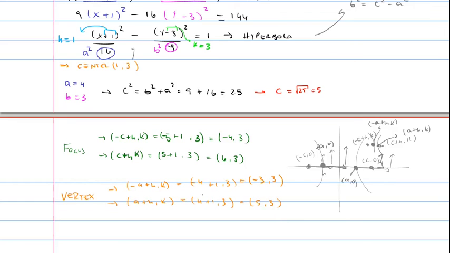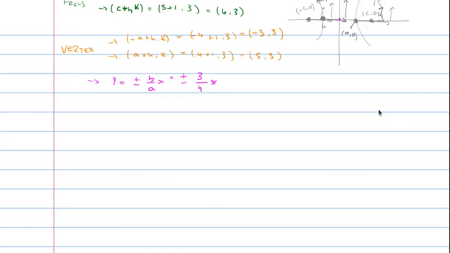And last but not least, the oblique asymptotes. They were y equal to plus or minus b over a for a horizontal hyperbola times x. So it is plus or minus 3 over 4 times x. This is without taking into consideration the shifts. So to plot these asymptotes, we're going to have to do it with a starting point instead of the origin. We're going to have to start from the new origin, the new center for our hyperbola. Let's draw it.